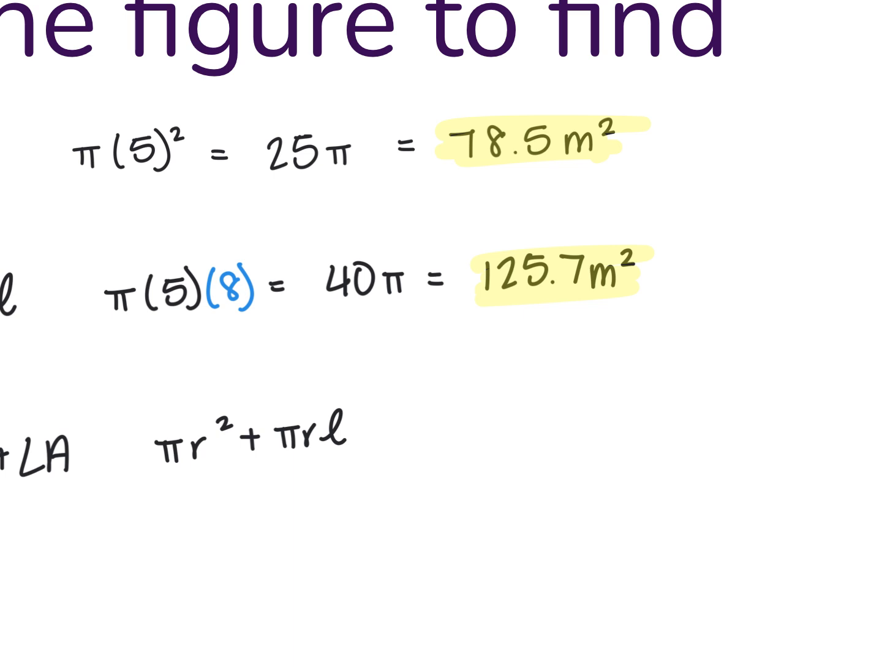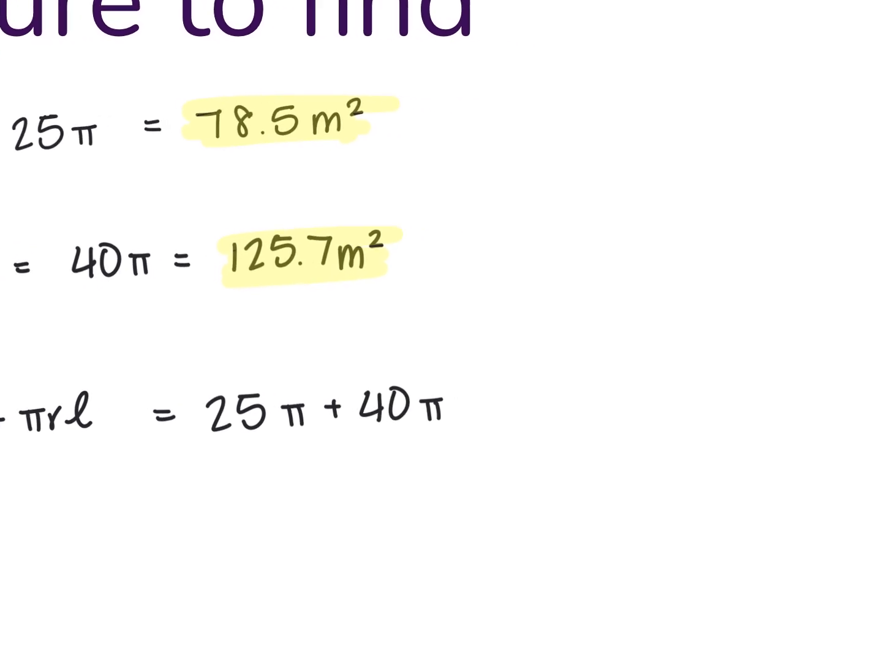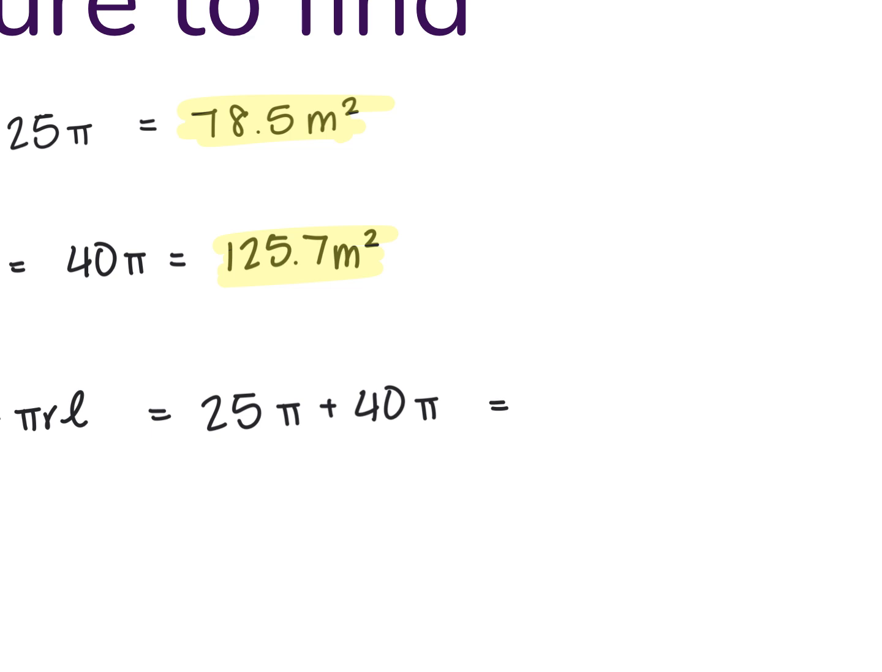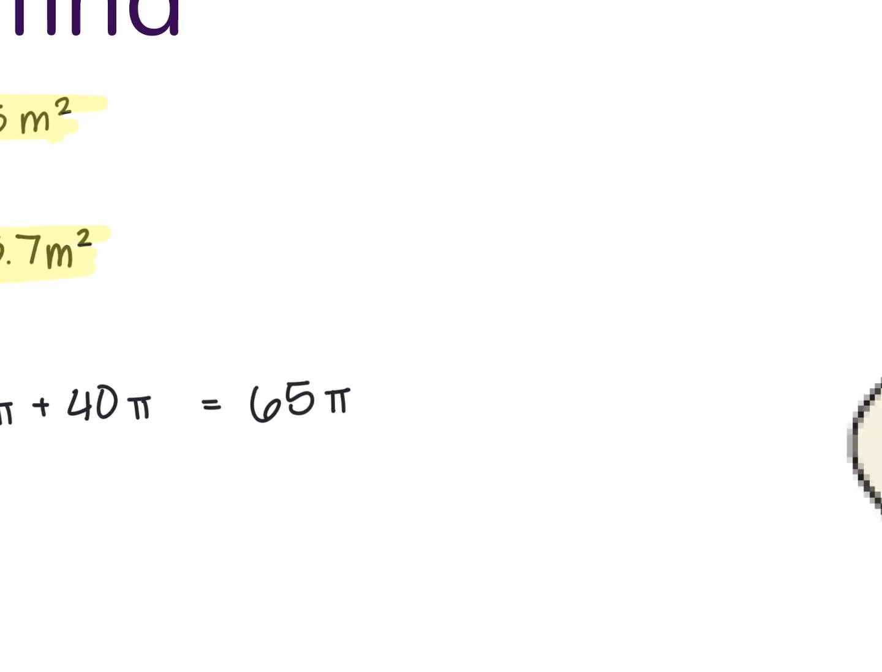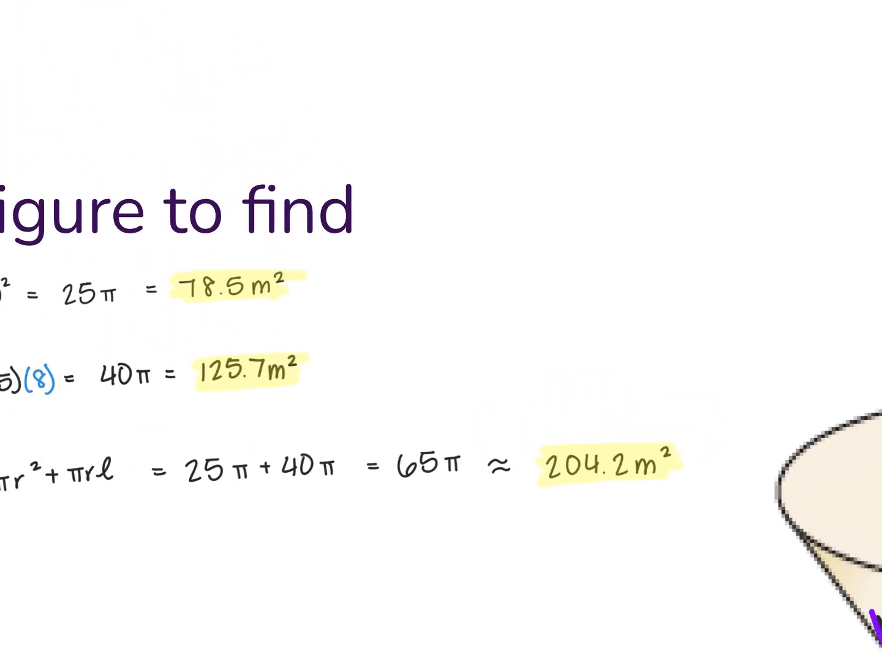So because I solved the two previous ones, I'm going to have 25 pi plus 40 pi. Again, I'm rounding at the very end. This is going to end up giving me 65 pi. And then I can go ahead and plug that into my calculator. That's going to be rounded to 204.2 meters squared. Again, we're still dealing with area, so my units are still squared. Okay, please pay attention to that one.